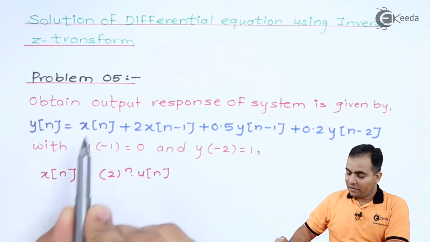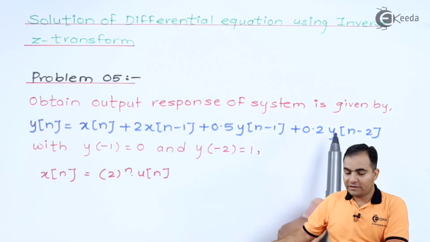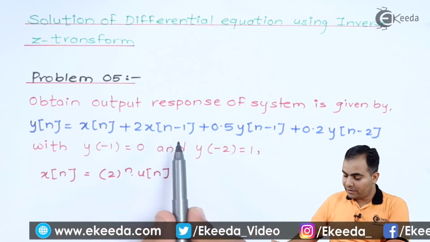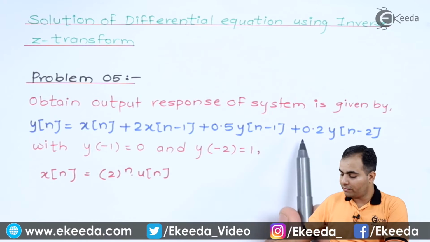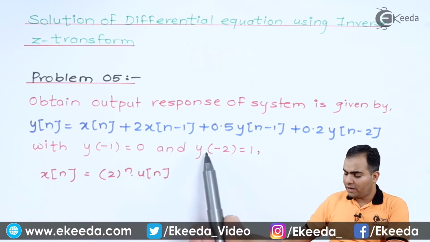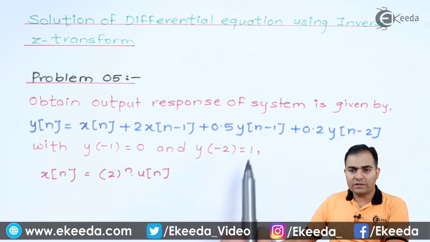Problem number 5. Obtain the output response of the system which is given by this differential equation: y of n equals x of n plus 2 x of n minus 1 plus 0.5 y of n minus 1 plus 0.2 y of n minus 2, and some initial values are also given: y of minus 1 is 0 and y of minus 2 is equal to 1.